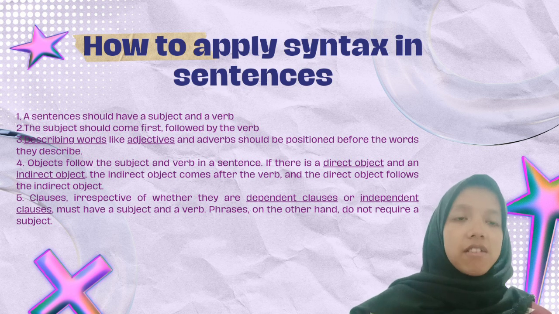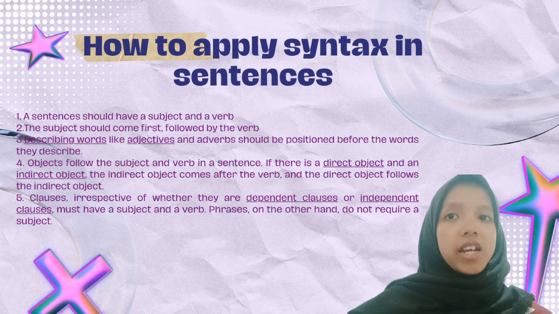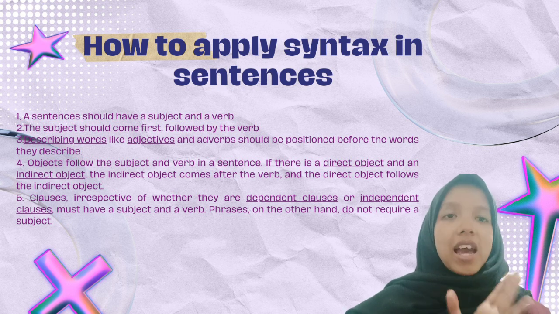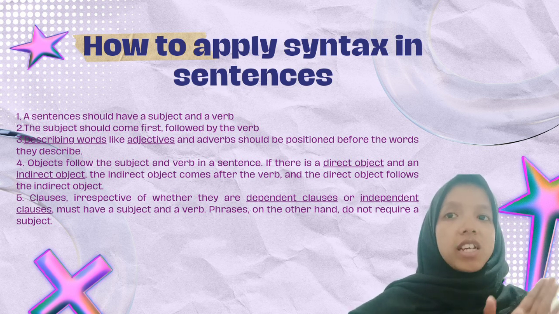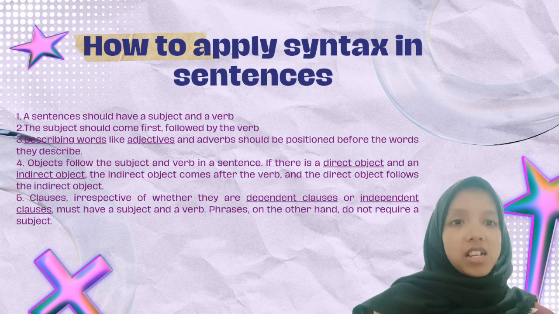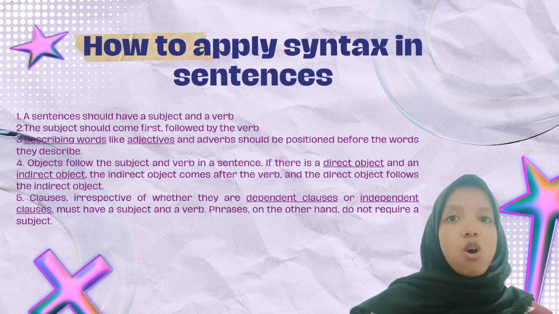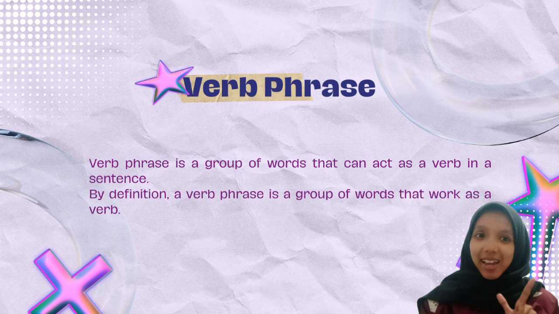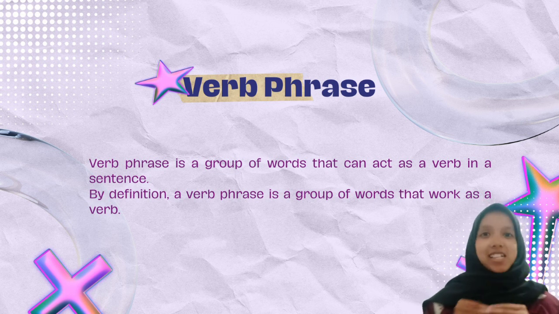If there is a direct object and an indirect object, the indirect object comes after the verb, and the direct object follows the indirect object. And last, clauses, irrespective of whether they are dependent clauses or independent clauses, must have a subject and a verb. Phrases, on the other hand, do not require a subject. Okay, move to the next slide.